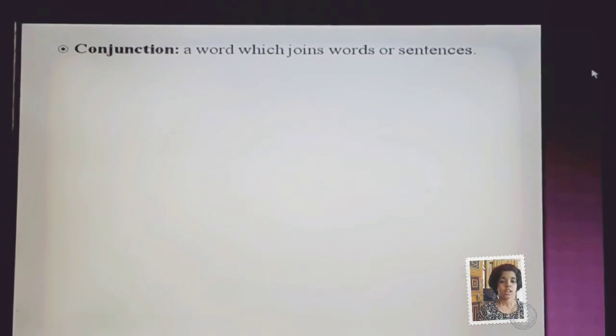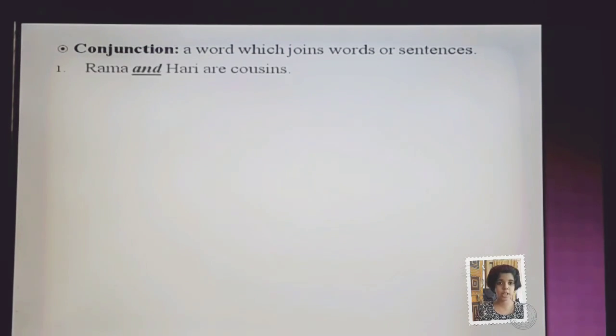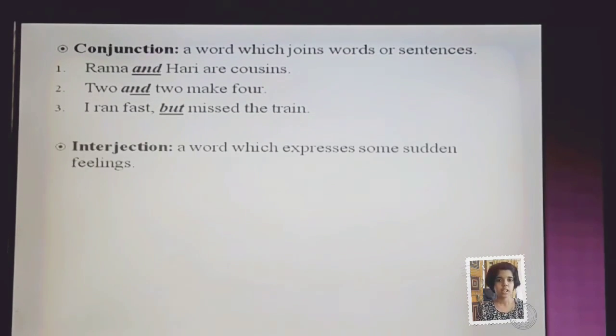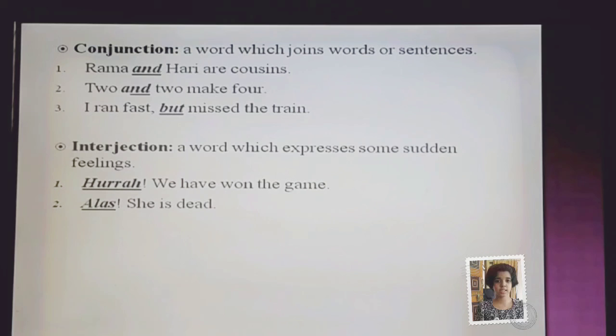Conjunction: a word which joins words or sentences is known as a conjunction. Example: Ram and Hari are cousins. 2 and 2 makes 4. I ran fast but missed the train. Here, and and but are conjunctions. Interjection: a word which expresses some sudden feeling. Hooray, we won the game. Alas, she is dead. Here, hooray and alas show feelings, so they are interjections.